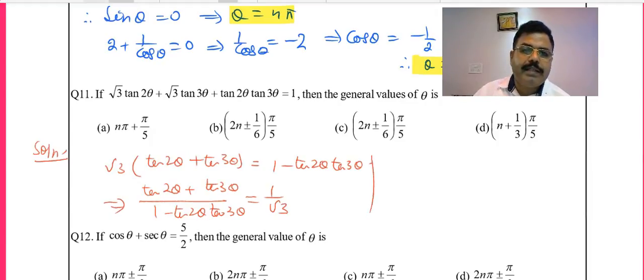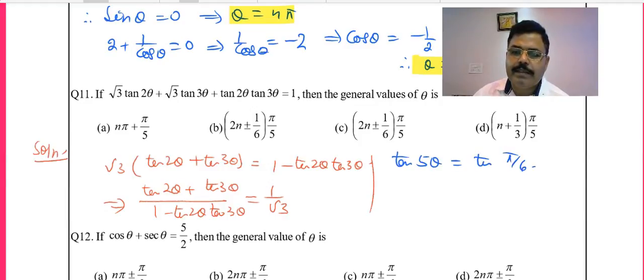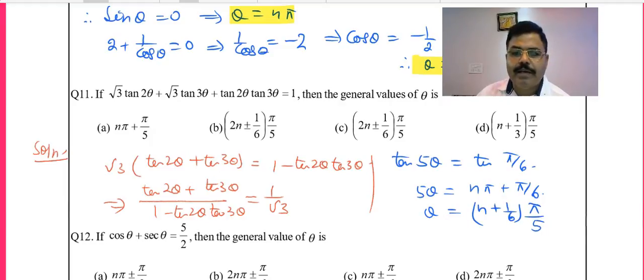Now clearly this is tan 5 theta. So tan 5 theta is equal to tan 5 by 6, isn't it? So tan theta is equal to tan alpha, theta is equal to n pi plus alpha. So theta is equal to n plus 1 by 6 into pi, and this 5 will come this side and it will divide.